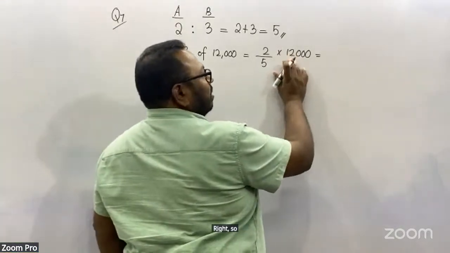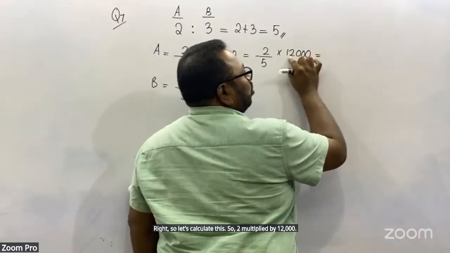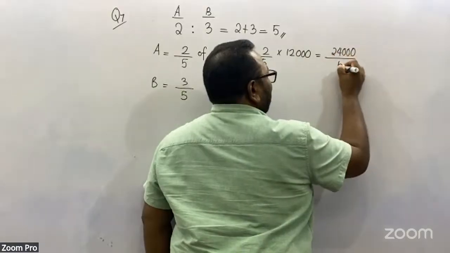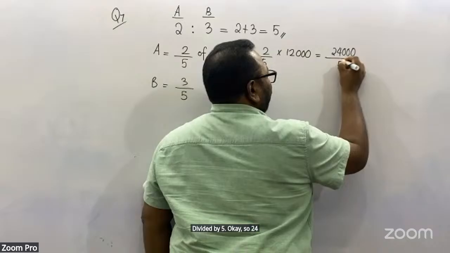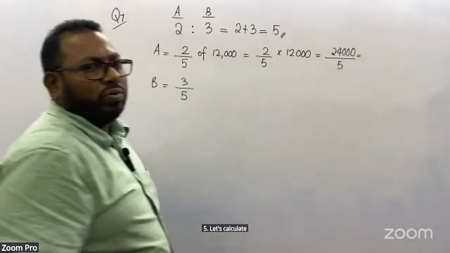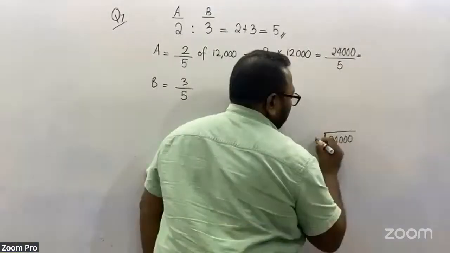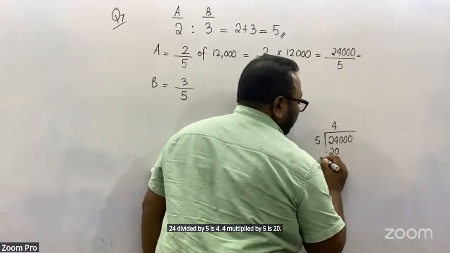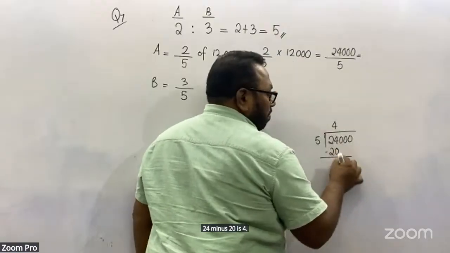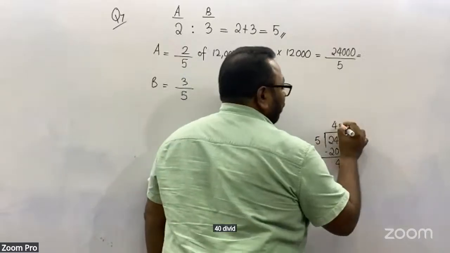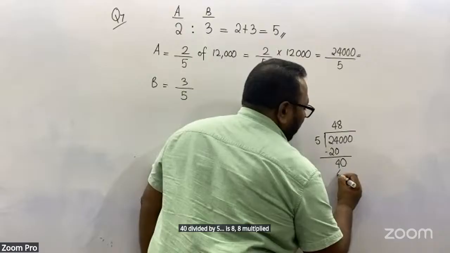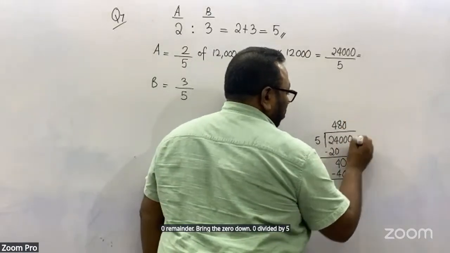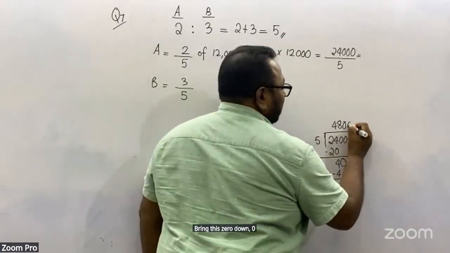Right. So let's calculate this. 2 multiplied by 12,000: 2 multiplied by 12 is 24, 3 zeros, divided by 5. So 24,000 divided by 5. 24 divided by 5 is 4. 4 multiplied by 5 is 20. 24 minus 20 is 4. Bring the 0 down. 40 divided by 5 is 8. 8 multiplied by 5 is 40. 0 remainder. Bring the 0 down. 0 divided by 5 is 0. Bring this 0 down. 0 divided by 5 is 0.